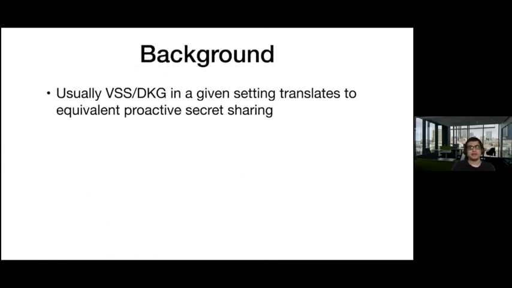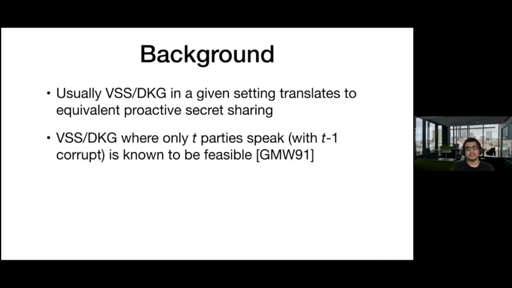Right, so the background for this is usually verifiable secret sharing or distributed key generation, VSS/DKG, in a given setting translates to an equivalent proactive secret sharing protocol, right? So we already have VSS or DKG where only T parties speak. Specifically, if only one honest party speaks with a giant dishonest majority online, everyone just sends a zero knowledge proof that they acted correctly, and you can get VSS in one round like this. It is known to be feasible from one of the early zero knowledge papers.